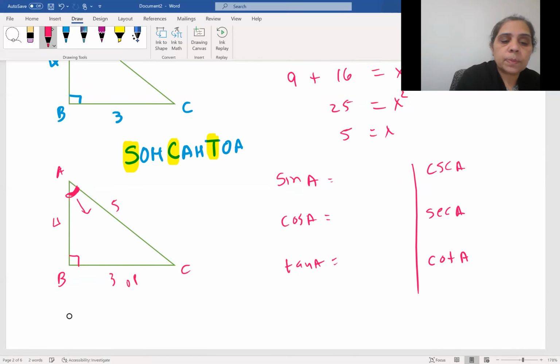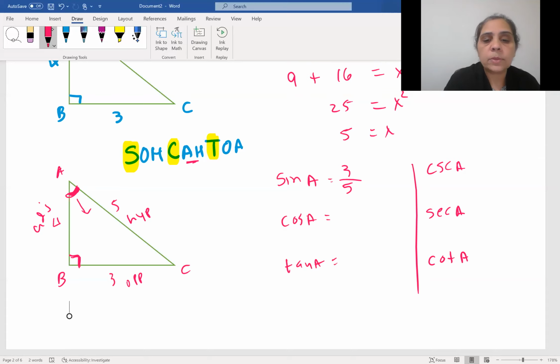So 3 over 5. Cosine A is adjacent over hypotenuse, so we have 4 over 5. And tangent is opposite over adjacent. So we have 3 over 4.